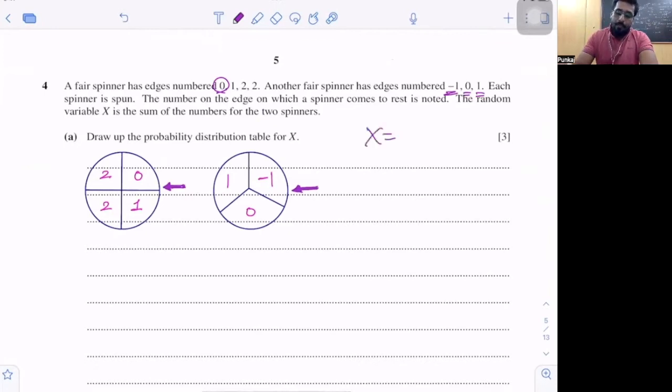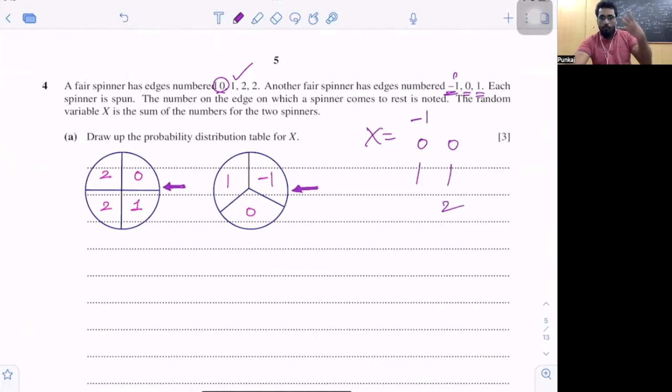So x can be, 0 and -1. You want to add it, so you can get a -1. 0 and 0, you get a 0. 0 plus 1, you get a +1, right? If the first spinner shows 1, the second spinner might show -1. So the sum is 1 minus 1, that's 0. Then 1 and 0, that's 1. And 1 and 1, the sum is 2. So the value of x can be -1, 0, 1, and 2.